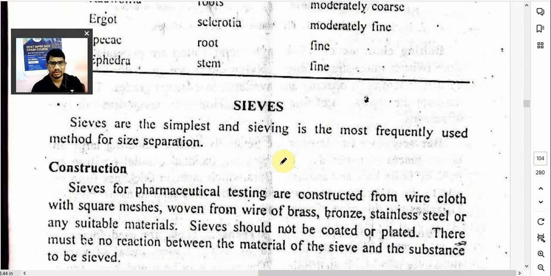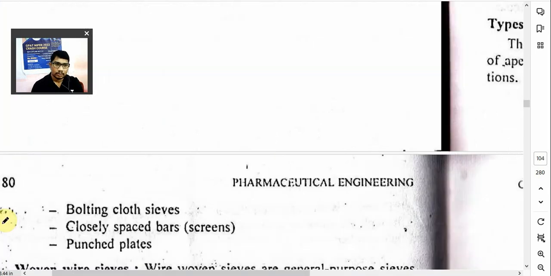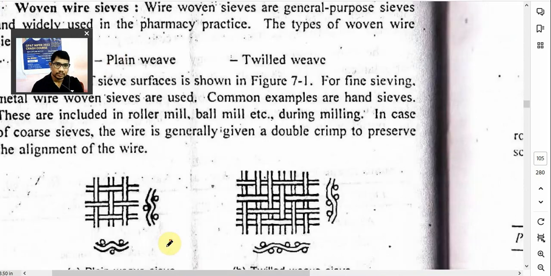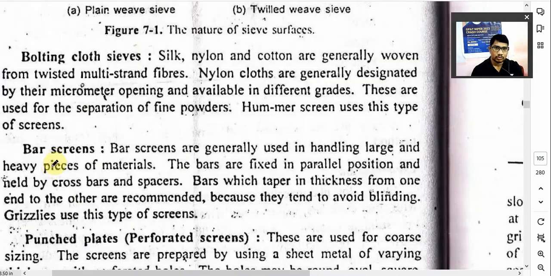Sieves are the simplest and most efficient, frequently used method for size separation. They are made from either woven wires of brass, bronze, stainless steel, or any stable material, even plastic. Types of sieve कितने होते हैं? Woven wire sieve, then blotting cloth sieve, closely spaced bars, punched plates. Woven wire, plain wire हो सकता है या filled wire हो सकता है. This is a plain wire. Blotting cloth sieve में नायलॉन, सिल्क या फिर कॉटन का threads होगा.